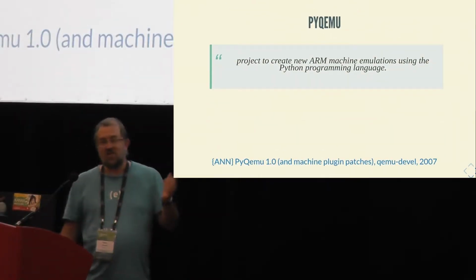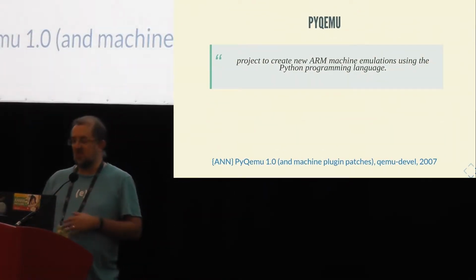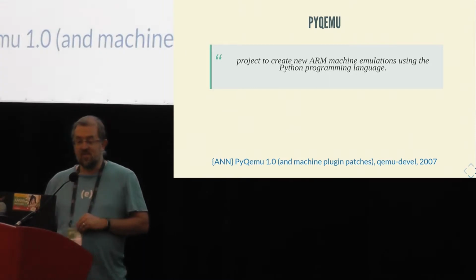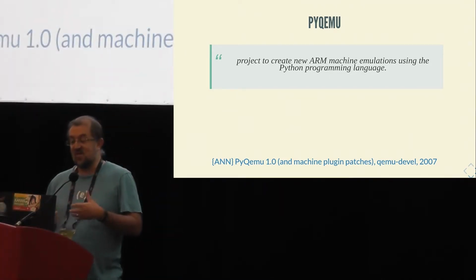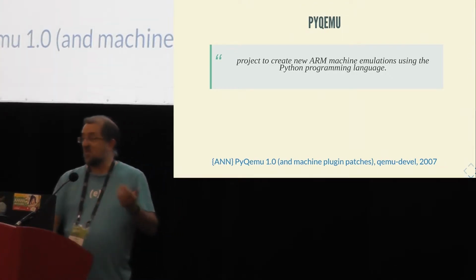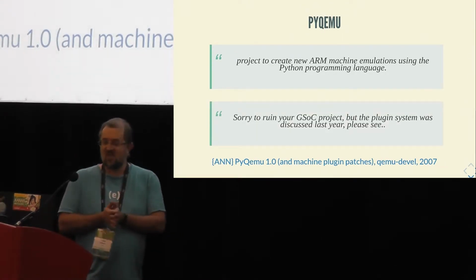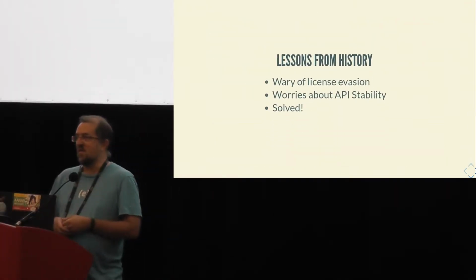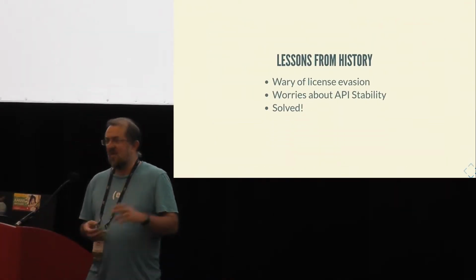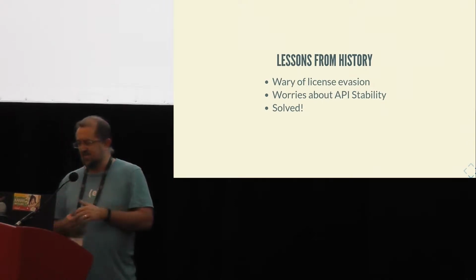And by the time we get to 2007, there was a GSOC project called PyQEMU, and the idea there was you could implement machine emulations in Python. But the response from the community was, sorry, but no. So a couple of lessons that we can learn from this. I mean, these are all examples of hardware emulation.